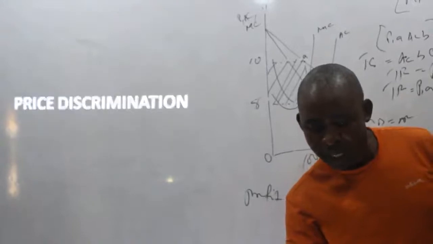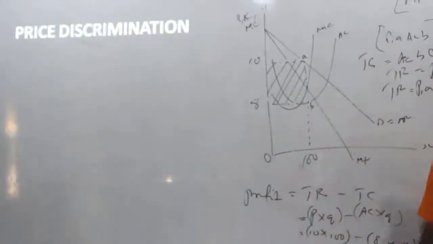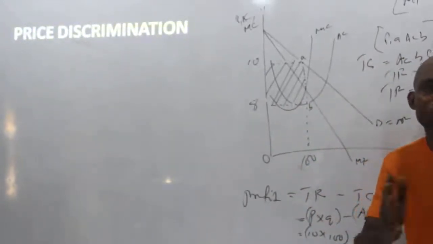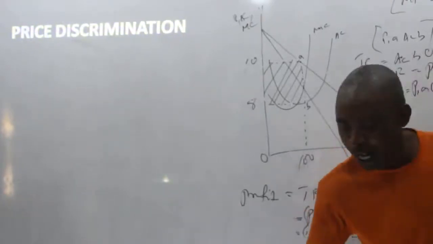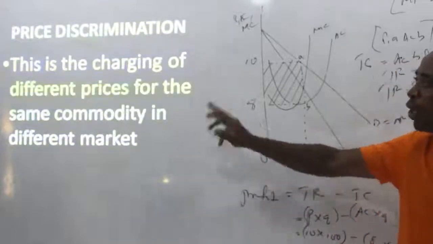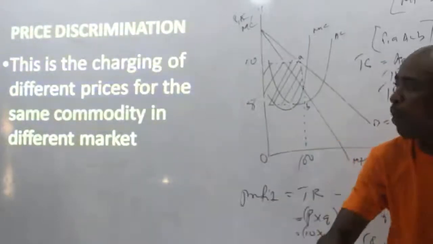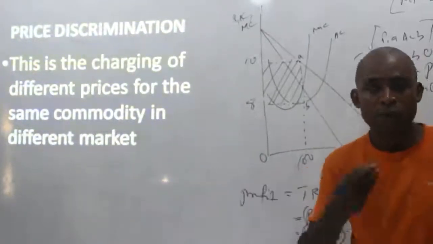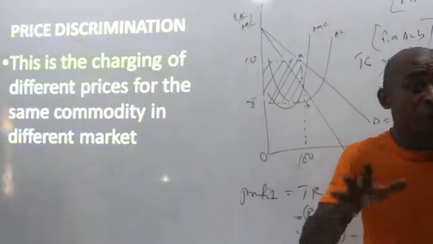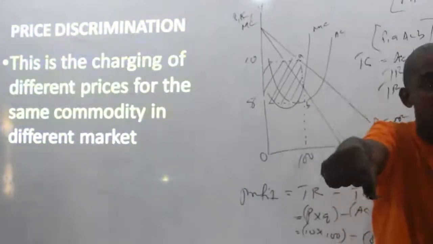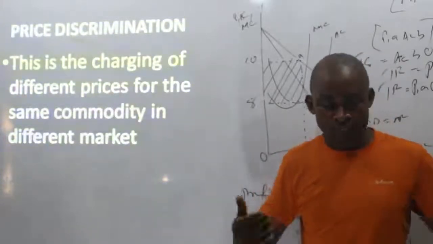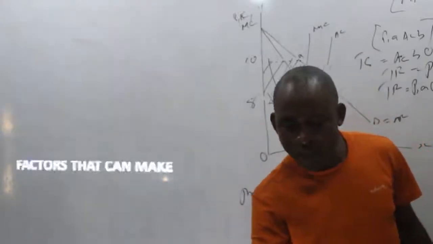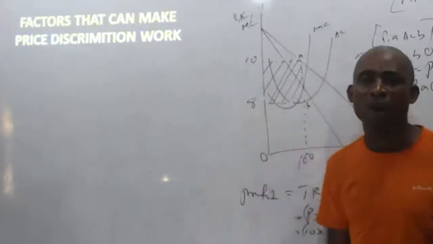Now, let's look at the next one, which is price discrimination. Quickly, what's price discrimination? Discrimination means treating people differently. Is that okay? Now, price discrimination is the charging of different prices for the same commodities in different markets. The firm is charging different prices for that same commodity in different markets. That's what we call price discrimination.